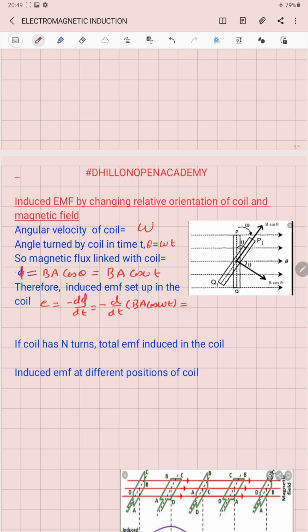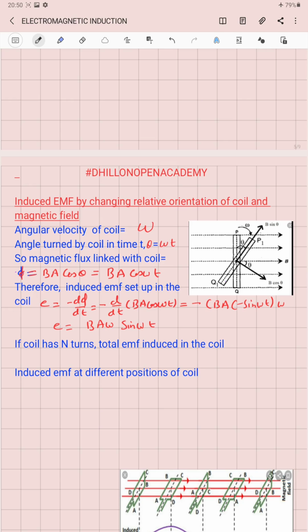BA is a constant, and the differentiation of cos gives a minus sign, so it will give us minus BA into minus sine of omega t into omega. That will give us E is equal to BA omega sine of omega t. This is the EMF for one turn of the coil.